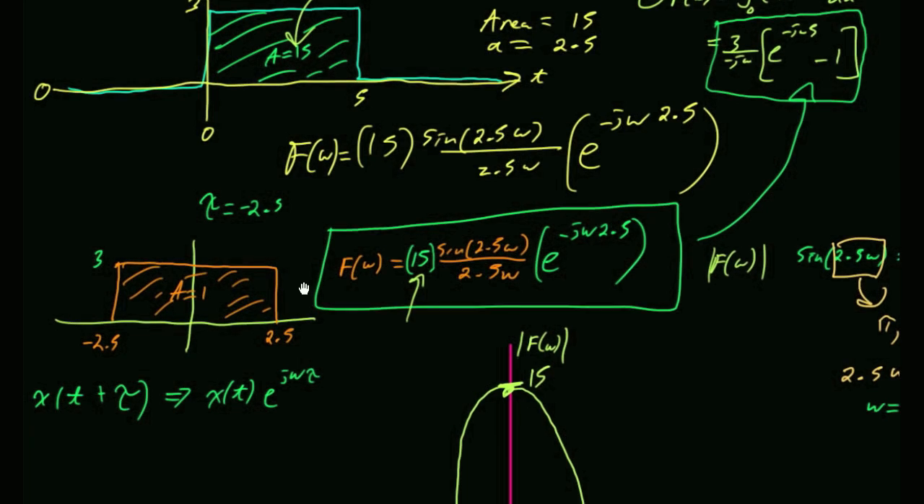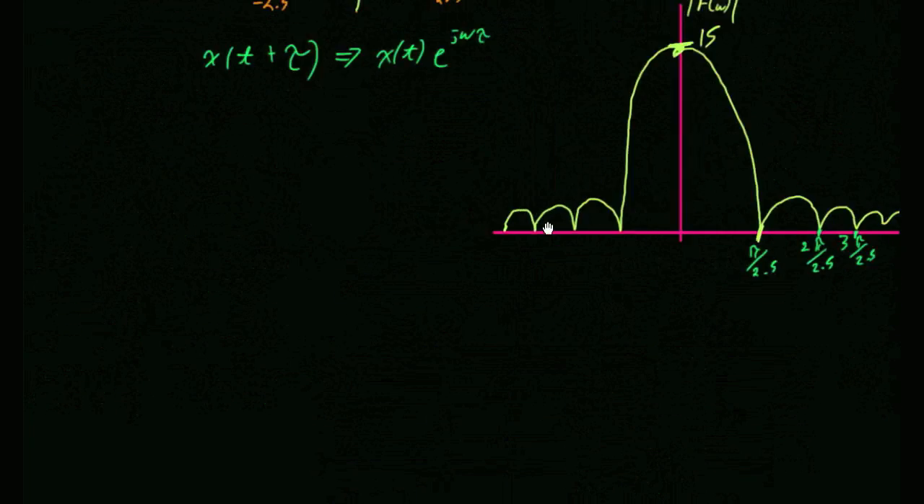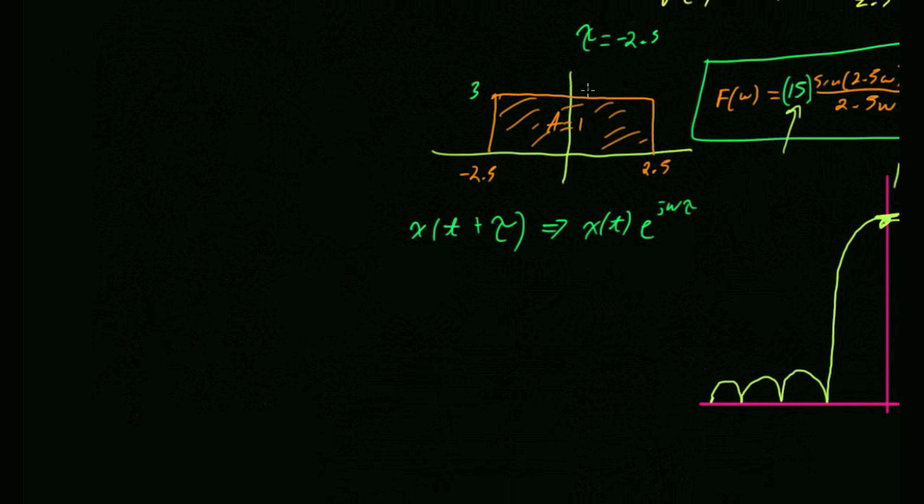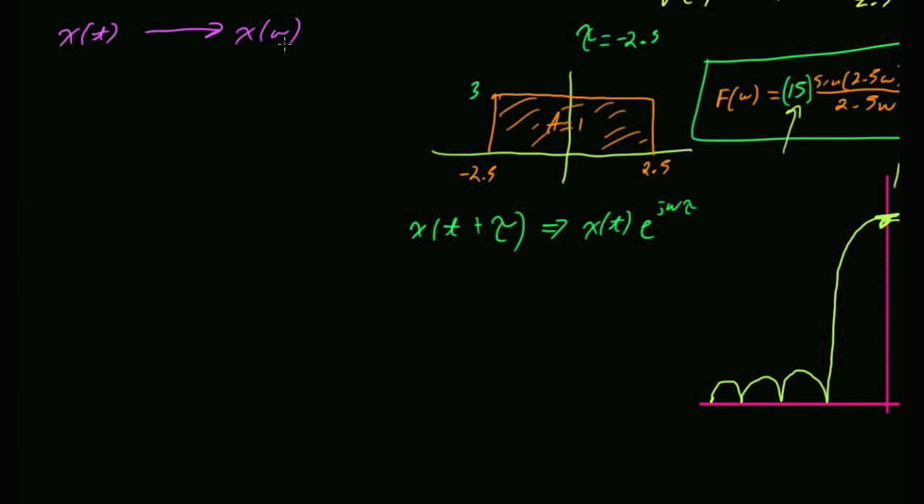So if x of t gave you X of omega, the rule says that if you then apply a shift of tau units, what you get is X of omega e to the j omega tau. Now in our case, we shifted it to the right by 2.5 units. And that happens when tau equals negative 2.5, because remember, negative tau always means shift to the right. So that's what we got.